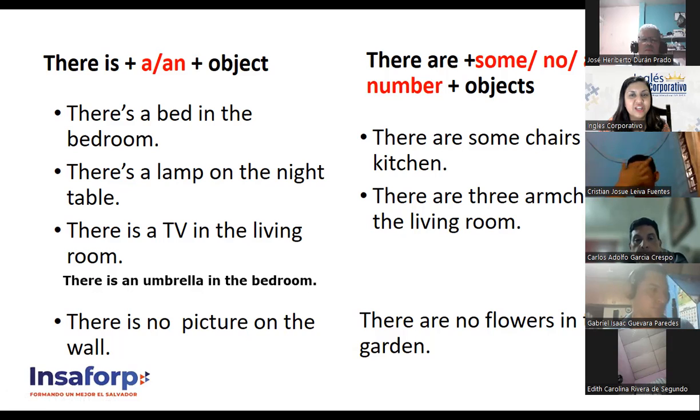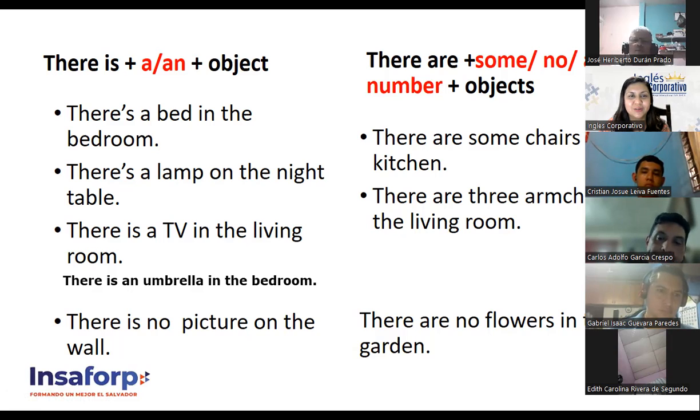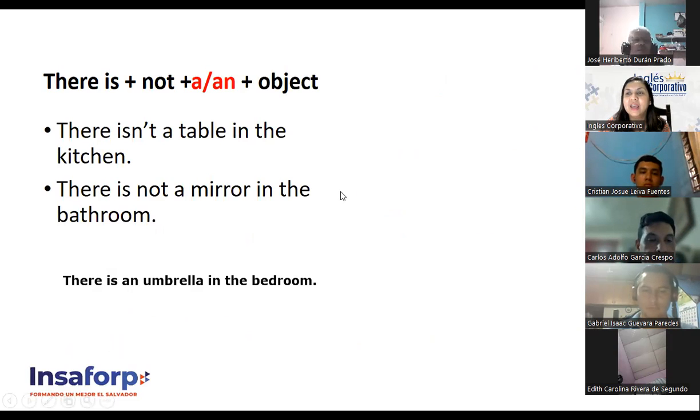Did you finish the exercises in the platform about there is and there are? Okay. Briseida said, yes, I finished today. Okay. And the negative form, we use not.